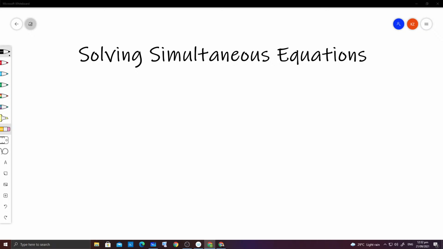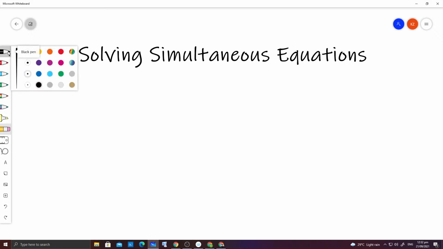So last week we finished our lesson about solving quadratic equations. So now we're going to study solving simultaneous equations. This lesson is on page 222 from your book. If you have your books there, please open it on page 222.